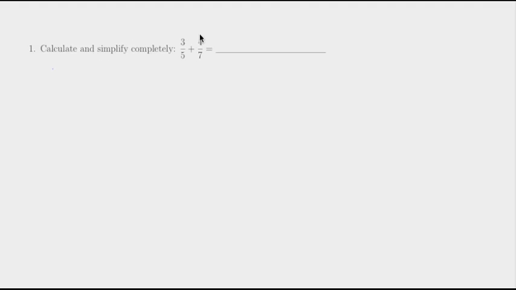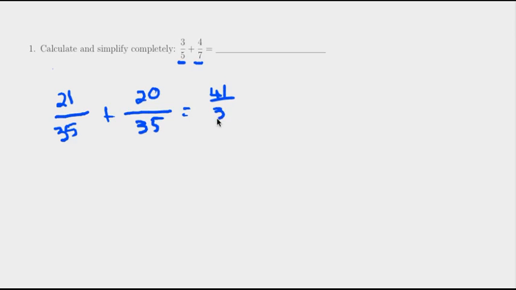We're going to calculate and simplify 3/5 plus 4/7. I know we have unlike denominators here, so the first thing I have to do is get common denominators. 5 and 7 do not have any factors in common, and so the common denominator is going to be 35, their product. Now I need to multiply the top and bottom of this by 7 to get that common denominator, and I need to multiply the top and bottom of this one by 5. So 3/5 turns into 21/35, and 4/7 turns into 20/35. And that gives me 41/35.